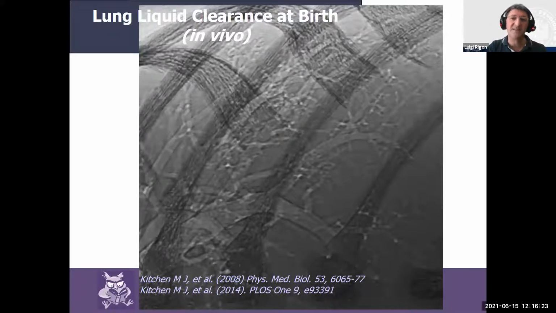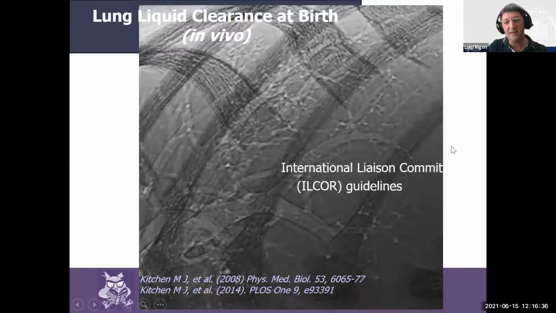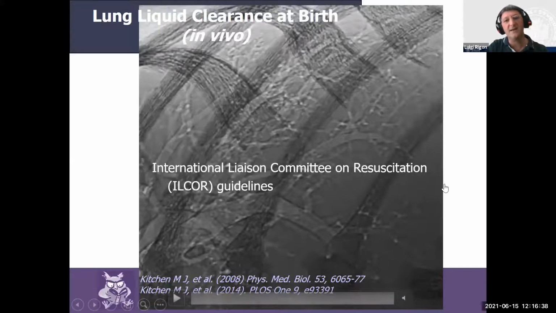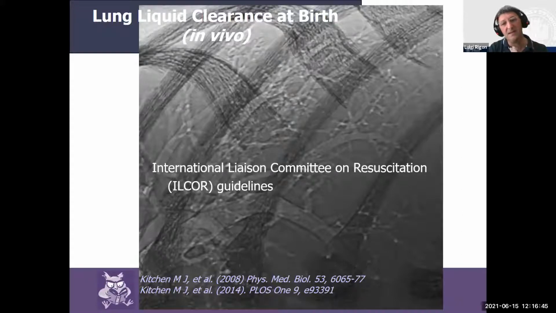This study also had some clinical importance because, despite being a study on small animals, it has some clinical consequences: it affected the guidelines of the International Liaison Committee on Resuscitation. By studying this mechanism, they decided that the previous guidelines were not optimal, and they changed them according to the results of this study.